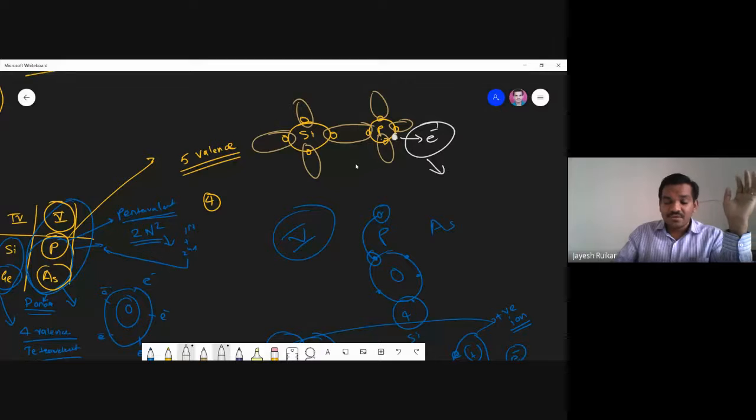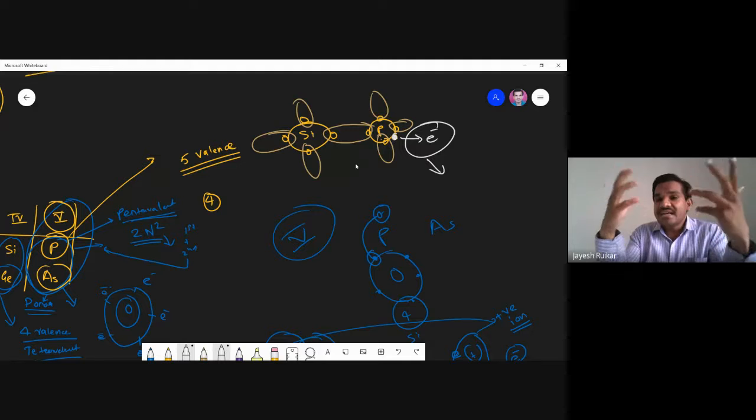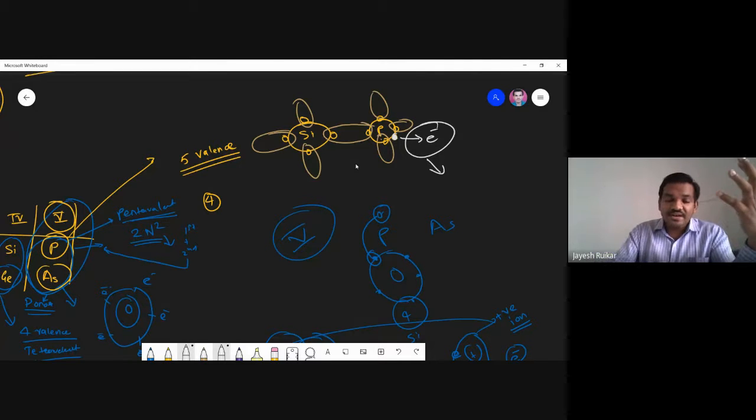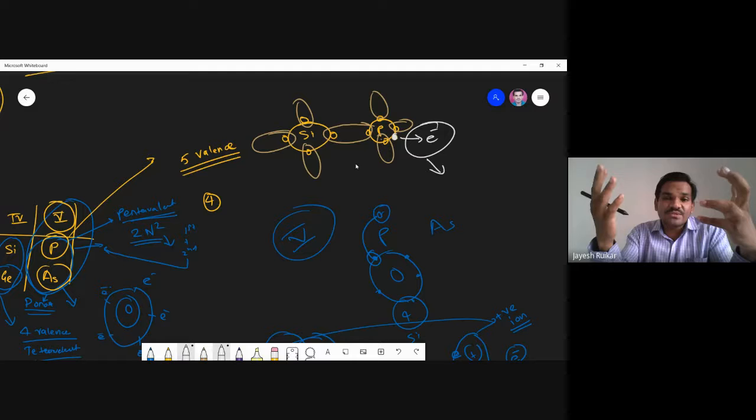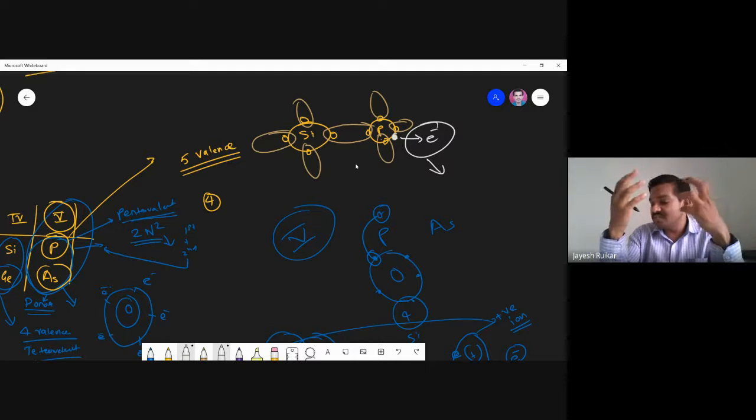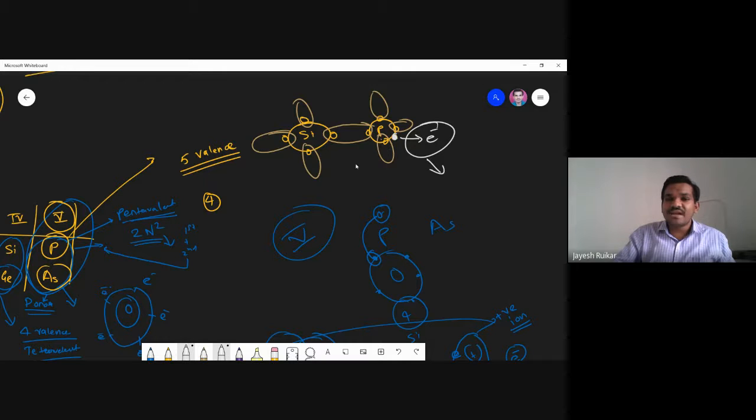So this free electron, that material has a tendency to donate this particular electron, because anyhow it wants a covalent bond, it wants a steady state condition. So this particular atom starts donating this electron. So this is what we can call donor impurities.